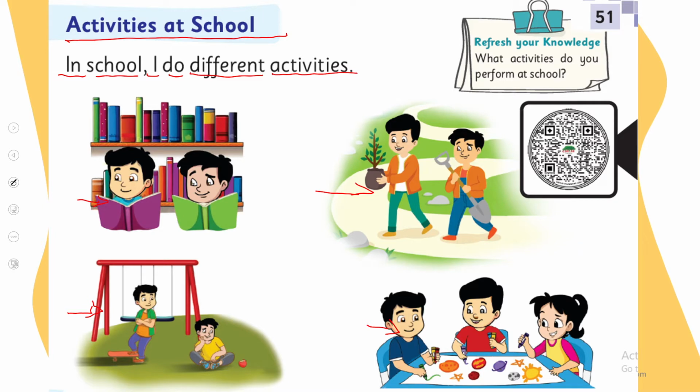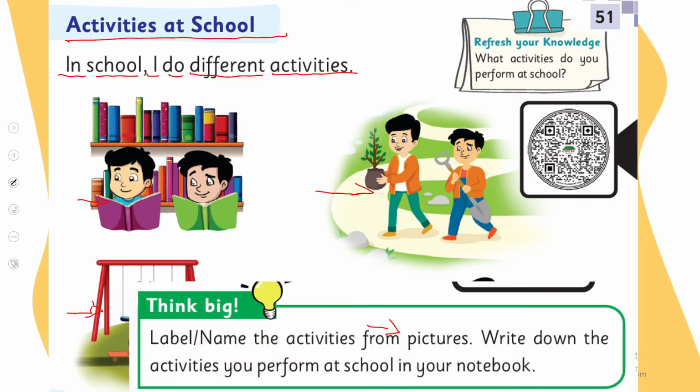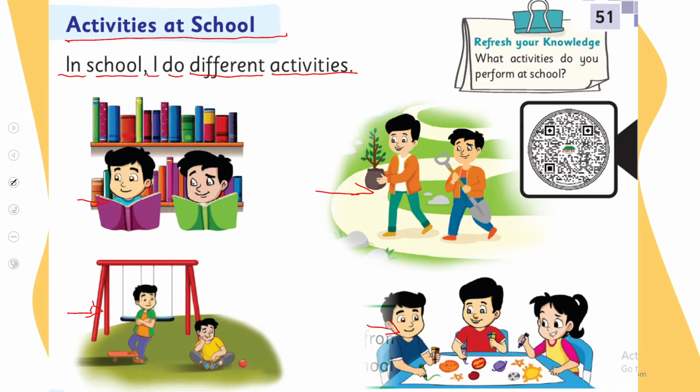So we also have to name them. So आपने क्या करना है कि आपने इन पिक्चर्स को देखना है और उसके बाद आपने इनको लेबल भी करना है इसी बुक के ऊपर. So how will you label it? First is reading. Reading. Right under the picture. Reading. Take the pencil and everyone write reading.